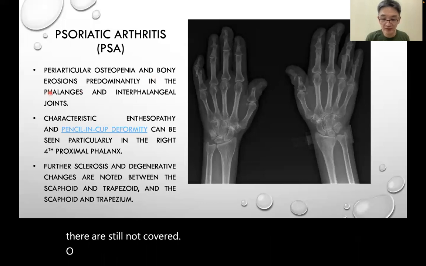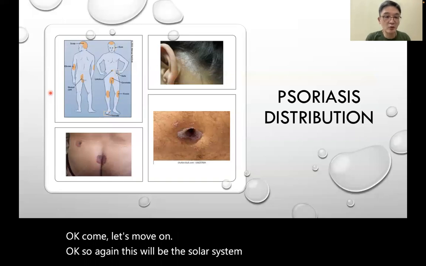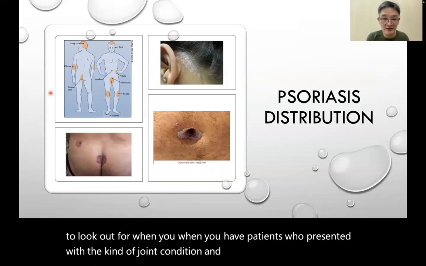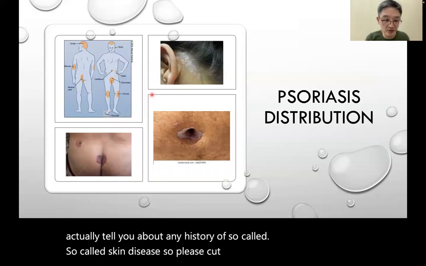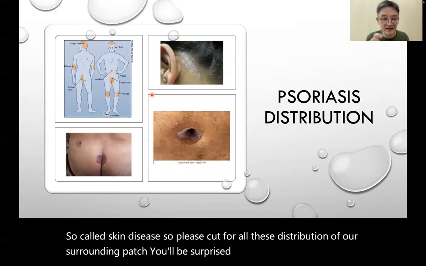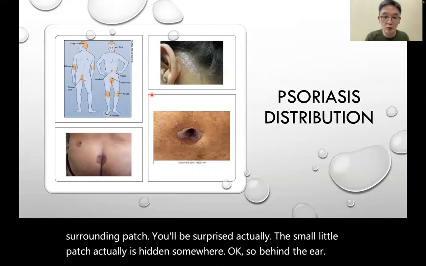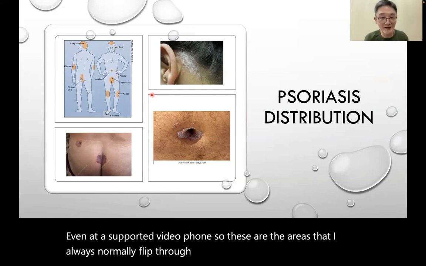Okay, let's move on to the third one. Again, this will be the psoriasis distribution. So remember to look hard when you have patients who present with that kind of joint condition, and the patient never actually tells you about any history of so-called skin disease. So please look hard for the distribution of a psoriatic patch. You'll be surprised that the small little patch is actually hidden somewhere. Behind the ear, at the umbilical area, even at the so-called ear fold. These are the areas that I always normally flip through when I want to look for psoriatic patches.